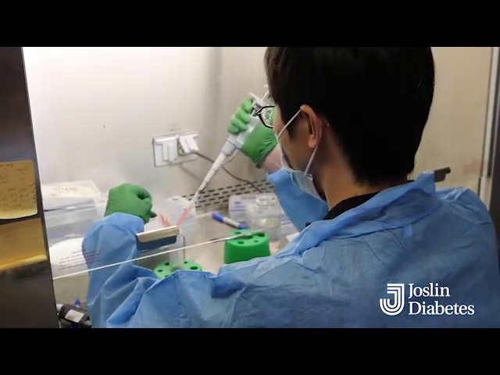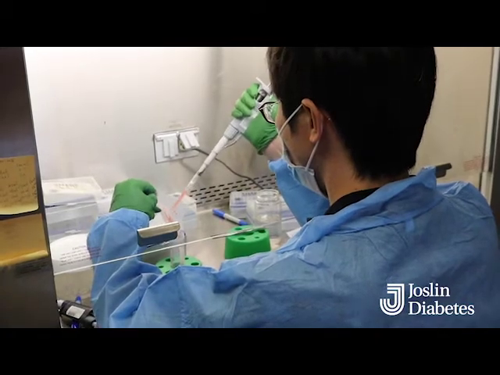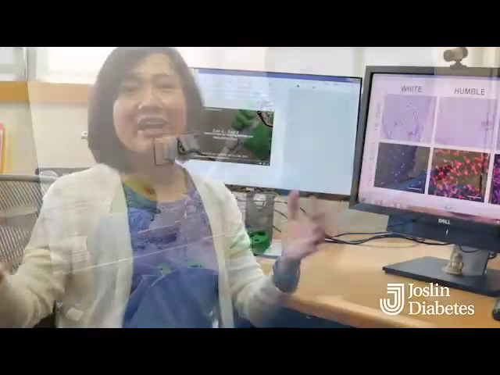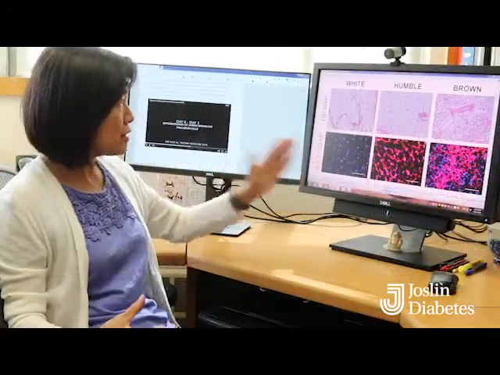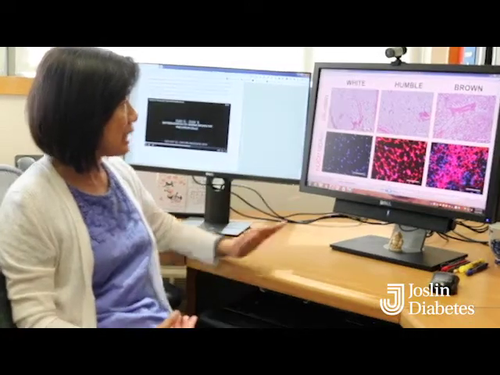By doing so, we are able to make these cells become brown-like cells. We call these human brown-like cells, or "humble" cells for short. And this is a proof of concept experiment.